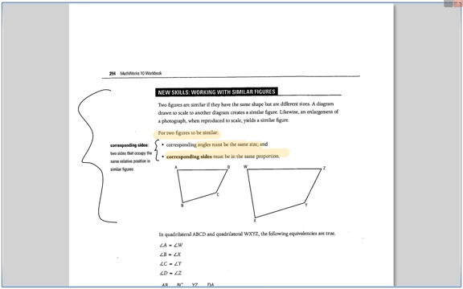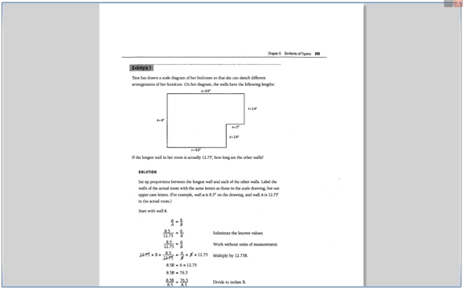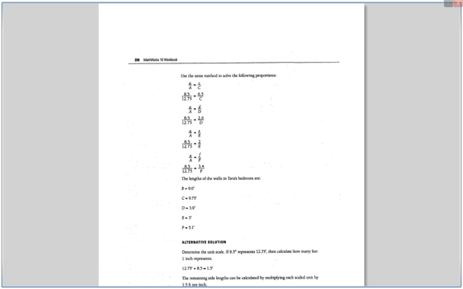So what they mean by that is that you have to match it up. So for example, AB goes with WX, DC goes with ZY, and so on. And like angle A goes with angle W, and angle B goes with angle X. So you have to match it up with the corresponding angle or side in the other shape. That's basically what this whole page is going after. And you can read example 1 if you'd like.